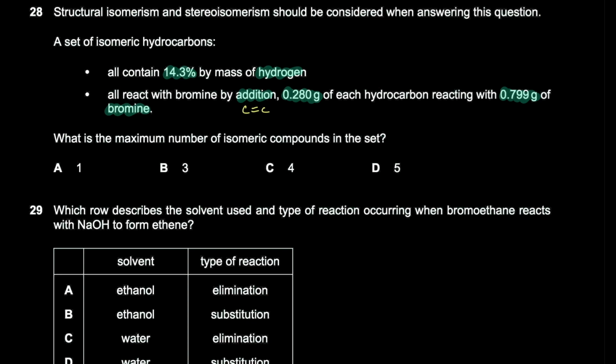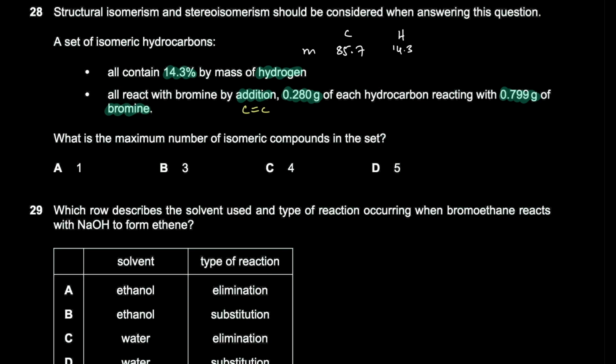In other words, we first need to find the molecular formula of the hydrocarbon and then figure out how many possible isomers there are for that particular hydrocarbon. So to find the empirical formula, they've given us the percentage by mass of hydrogen. So we know that the percentage by mass of hydrogen is 14.3%. If we had 100 grams, hydrogen would be 14.3%, and then carbon would of course be 85.7%, that's 100 minus 14.3.